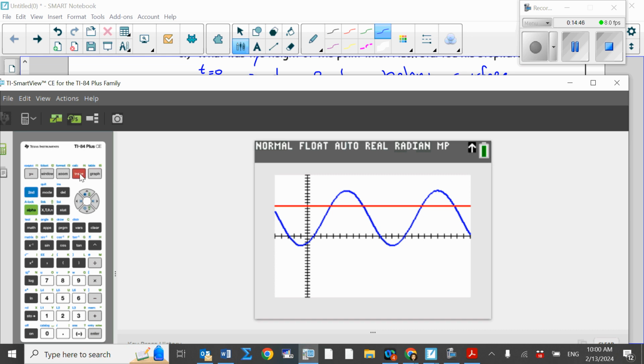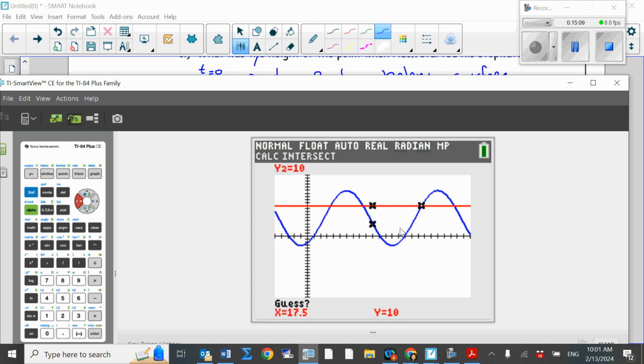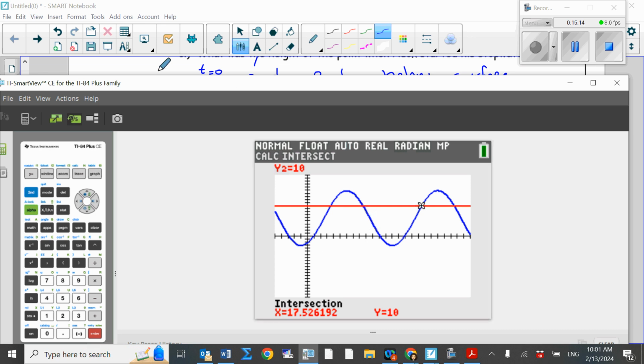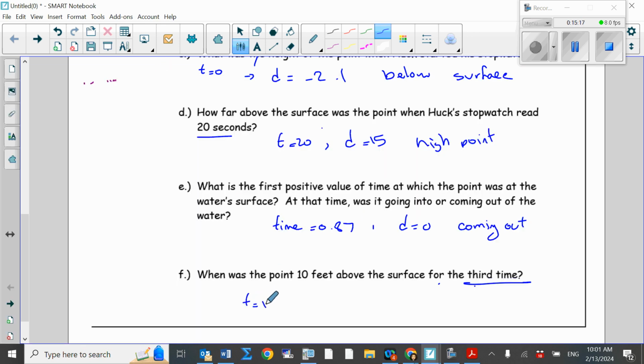So again, we're going to go second trace, intersect, which is number 5. First curve automatically is on it. Second curve automatically goes there. Now, what is your guess? You're going to move the cursor to the one that you want to know the x value of. Enter. Make sure to press enter, because if you don't, it's not going to give you the exact value. And it's 17.52. So when time is 17.52 seconds, the distance is 10 feet above the water.